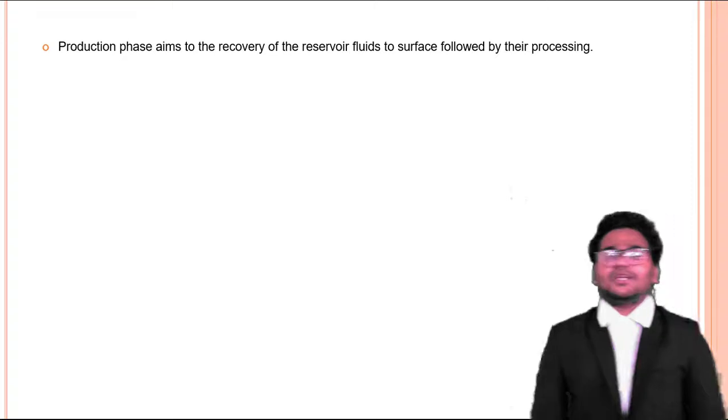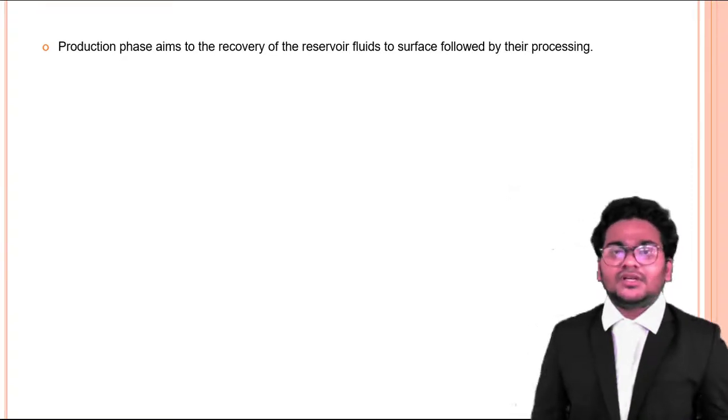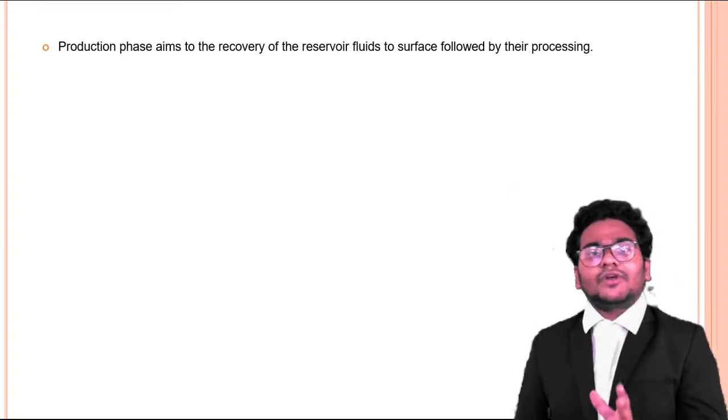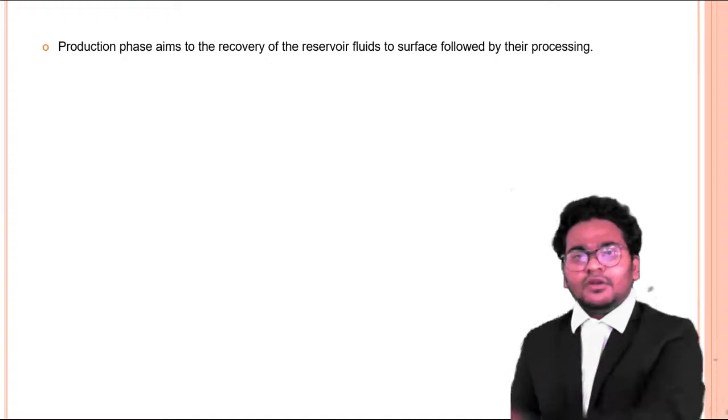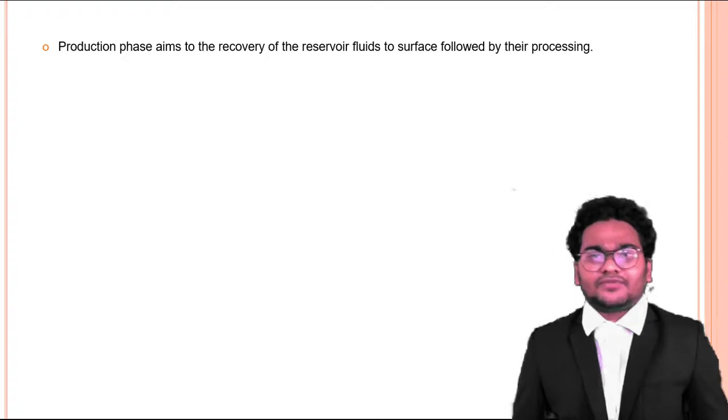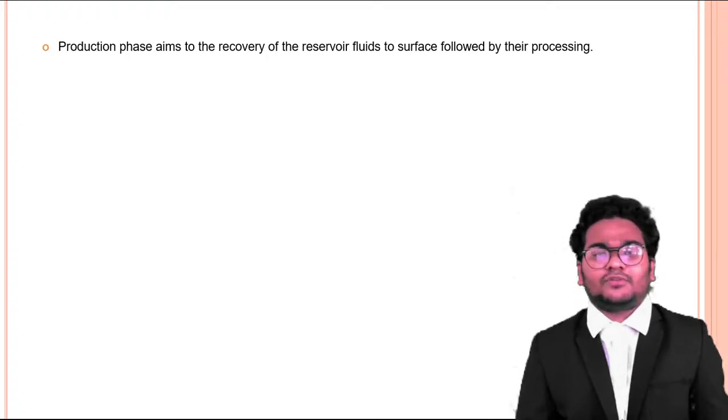So what is the main production? After starting the production, you get the liquid. That liquid you have to send to the processing, then after processing to the sales. This is the surface point. This is what goes on in the production phase.